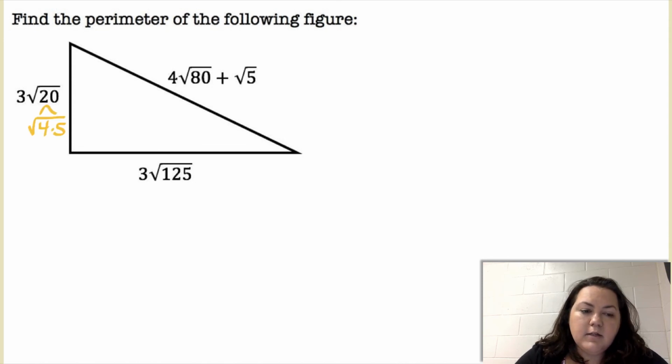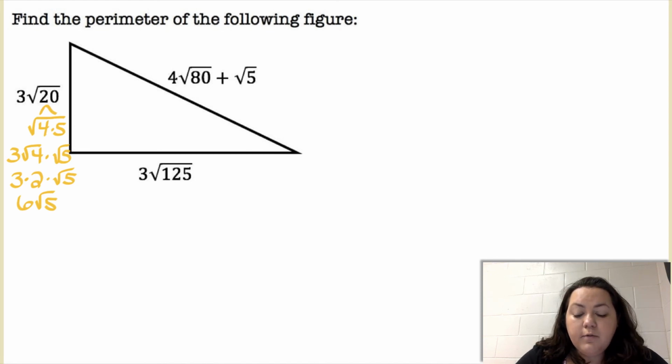And I'm going to break that into the square root of 4 times 5. So I'm going to have 3 times the square root of 4 times the square root of 5. Well, when I do the square root of 4, I get 2, because 2 times 2 makes 4. So I have 3 times 2 times the square root of 5, which gives me 6 square roots of 5. Now if I look at 3 square root of 125, well, 5 goes into 125 25 times, and 25 is a perfect square, so I'm going to go with that. And I'm going to break that up.